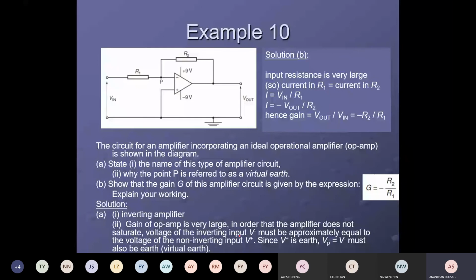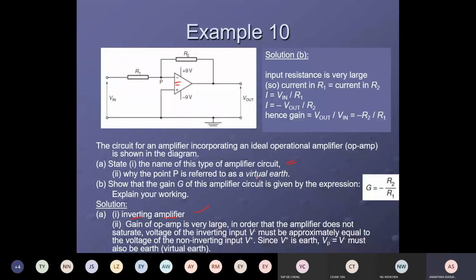Okay, class, another question. The circuit of an ideal operational amplifier is shown in the diagram. State the name of the type of amplifier circuit. So what type of amplifier is this? This is an inverting amplifier. How do you know? The input is at the negative terminal, and there is a feedback. So it's an inverting amplifier.